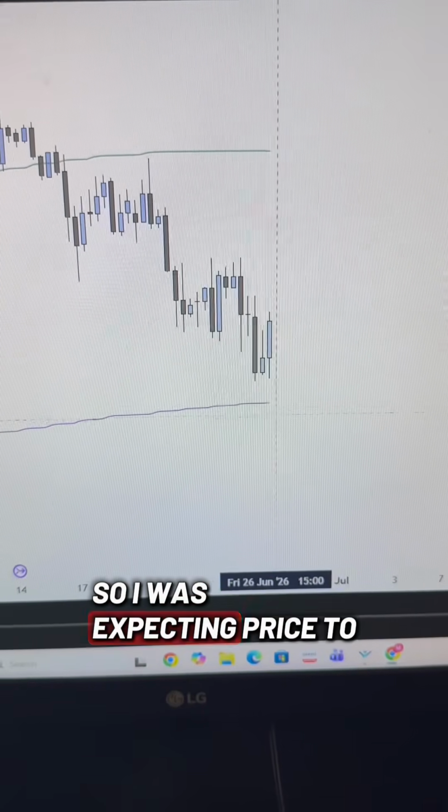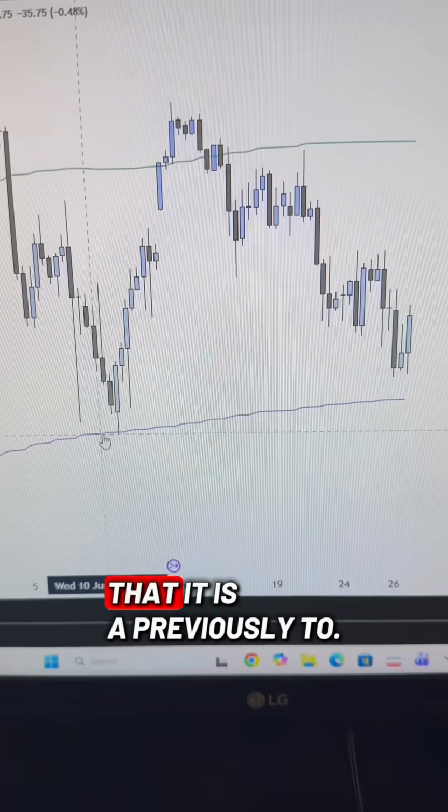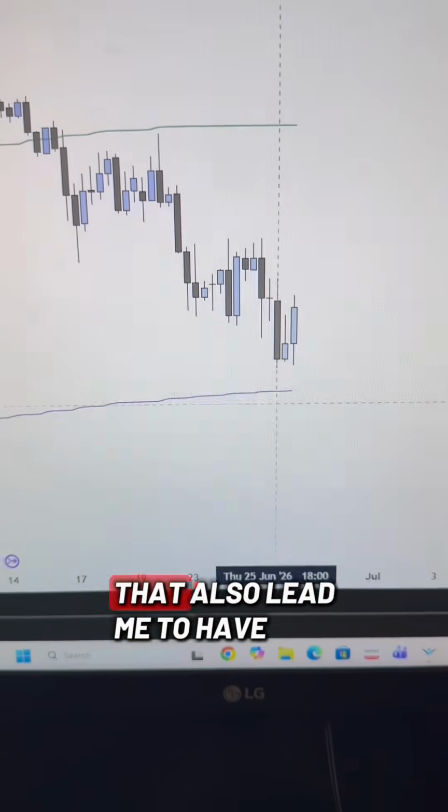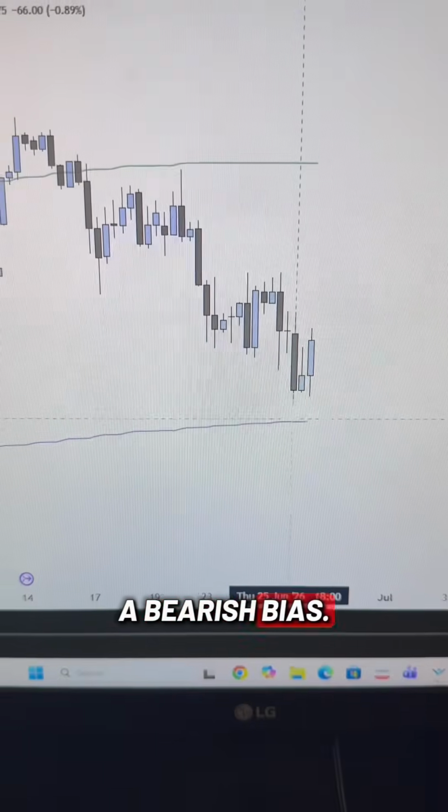So I was expecting price to go test the VWAP again that it had tested previously, to see if we can find support there. So again, that also led me to have a bearish bias, right?